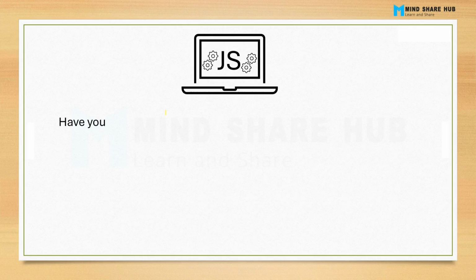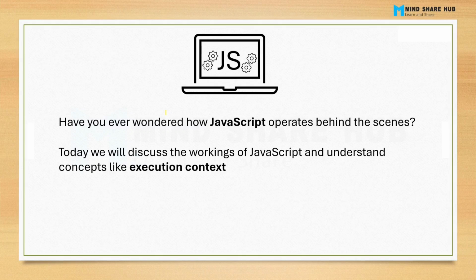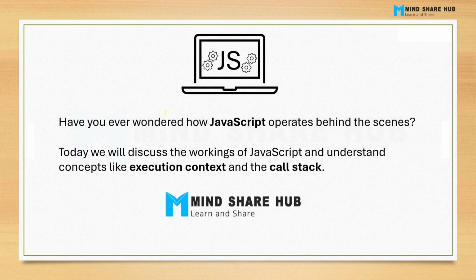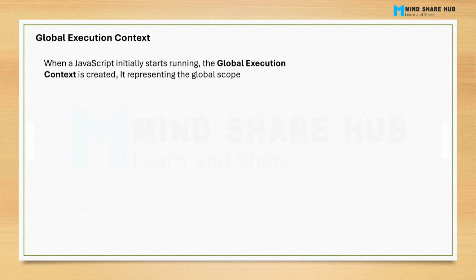Have you ever wondered how JavaScript operates behind the scenes? Today, we will discuss the workings of JavaScript and understand concepts like execution context and the call stack. When a JavaScript program initially starts running, the global execution context is created, representing the global scope.